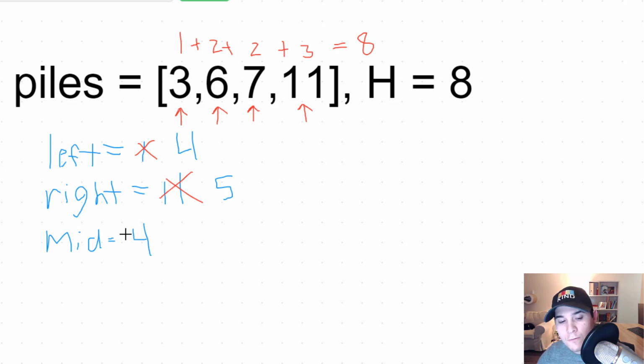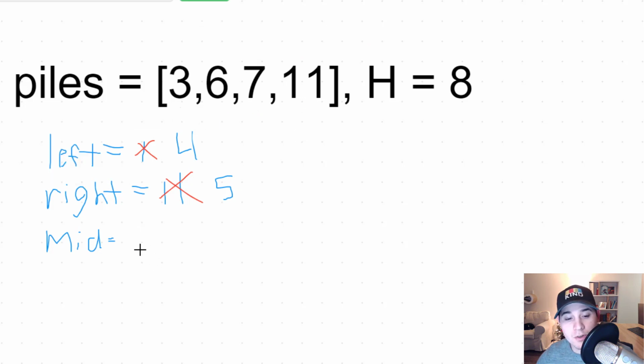That means 4 was a good K value because Koko ate all of the bananas in less than or equal to H hours. So that means we need to decrease our right pointer because we're still trying to optimize. And so now we just need to move our right pointer down. So our right pointer will now change to mid minus 1, which is 4.